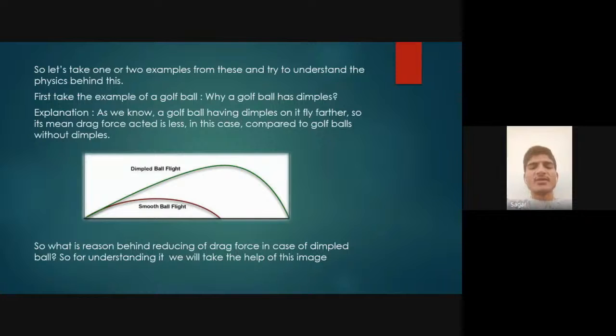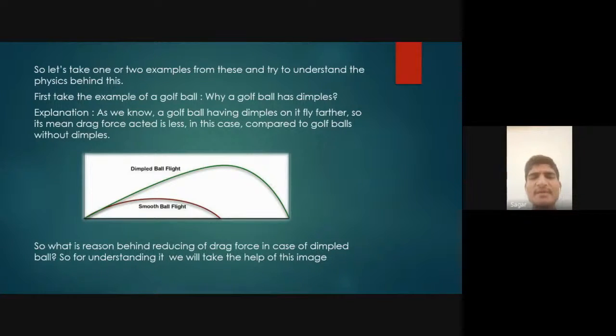I will try to explain one of these, and we can take the first one: why does a golf ball have dimples? As we know, a golf ball with dimples flies farther, which means the drag force acting is less in this case compared to a golf ball without dimples. You can see the trajectory of the dimpled ball and the ball without dimples in the image. The dimpled ball has more lift and a longer path compared to the smooth ball.